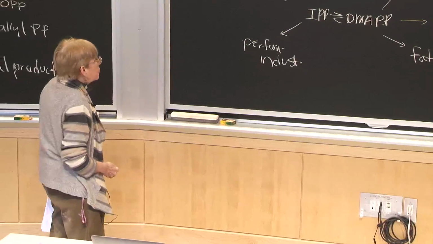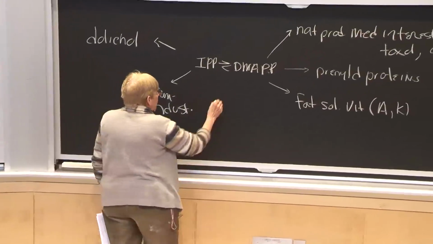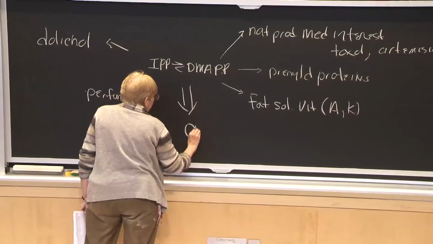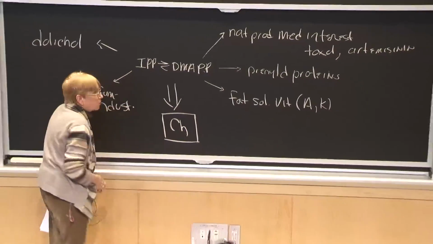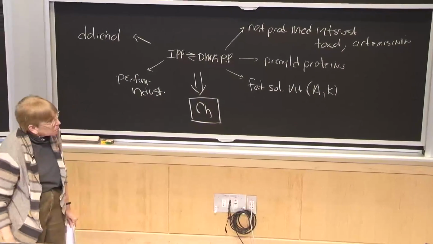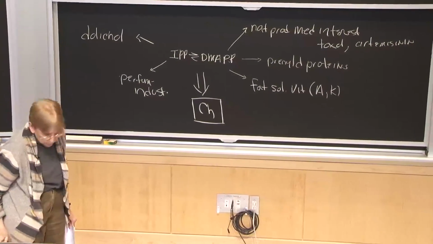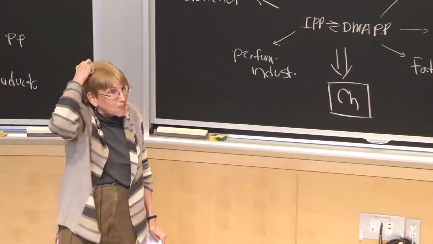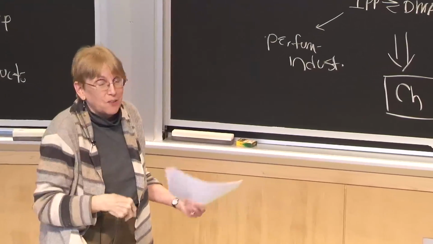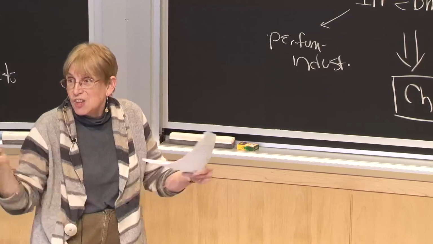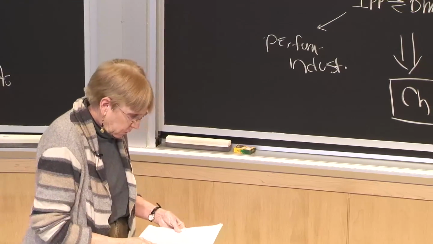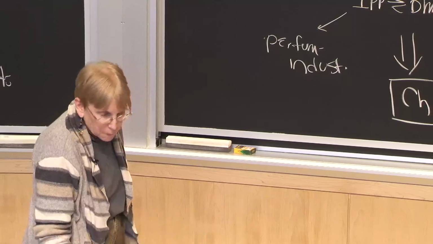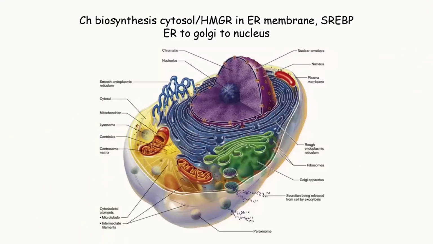putting sugars onto systems. And then what we're going to be focused on today, and this is the focus in general, is on cholesterol. Okay, here it is, cholesterol. That's what we're going to be focusing on, and that's not a C5, but a C30. Okay, so how do we get from these C5 units into the C30 units? Okay, so that's an introduction to the terpenome.